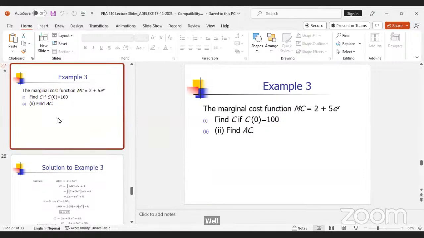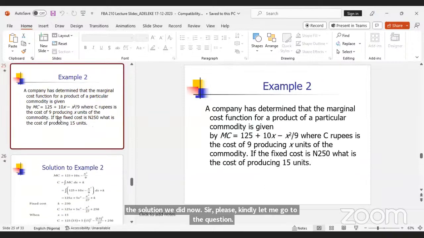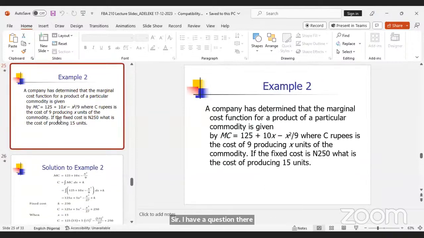My question is on the solution we did now, sir. Please, can you kindly help me go to the question? I have a question there. Yes. He said the marginal cost MC equals 125 plus 10x minus x squared over 9. But this statement, where C is the cost of producing x units, I'm kind of confused. What does it mean? Where C is the cost of producing x units of the commodity?